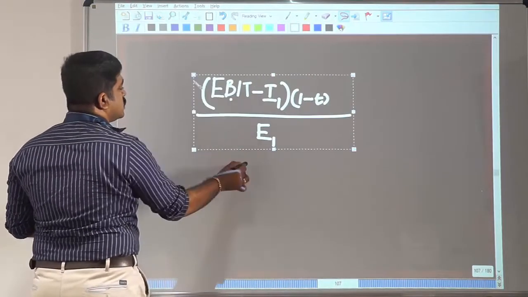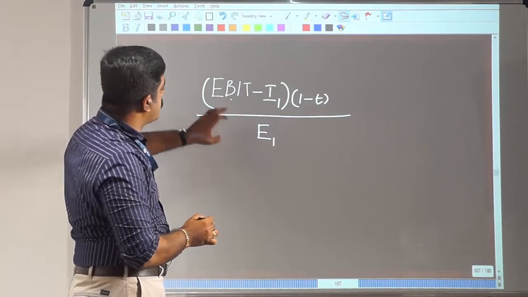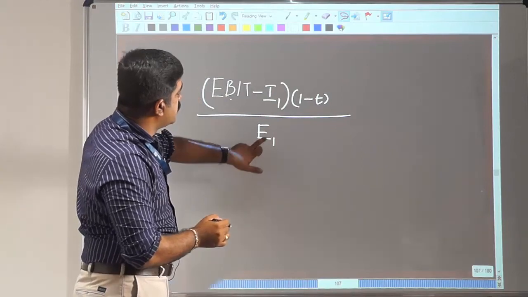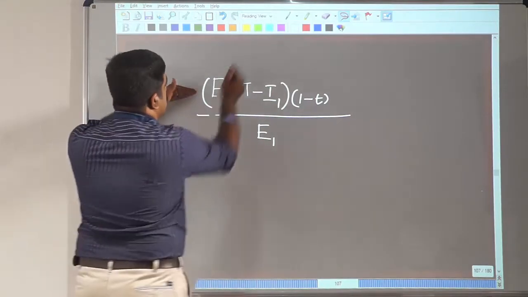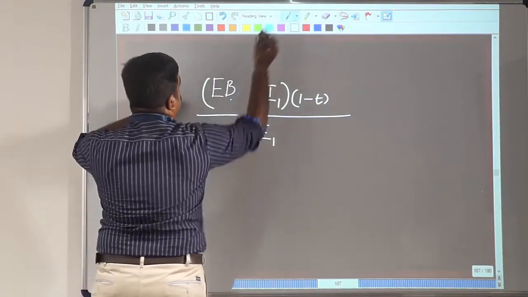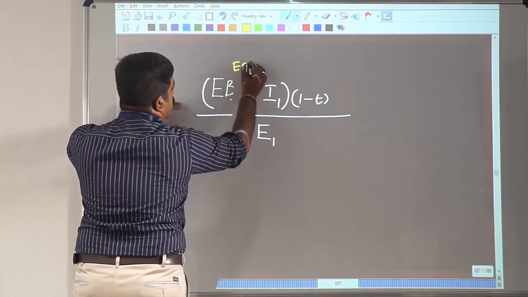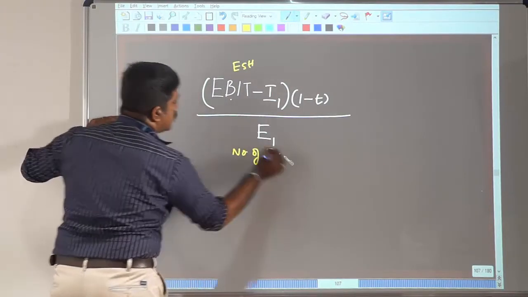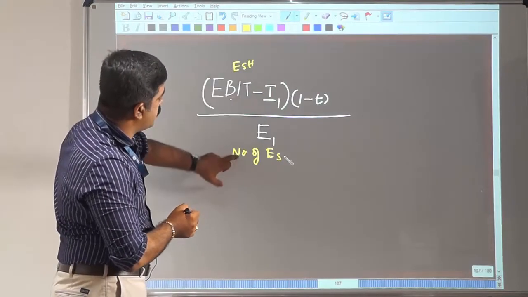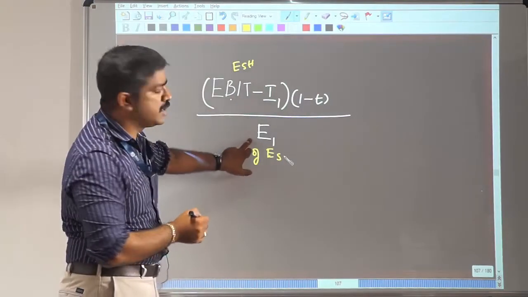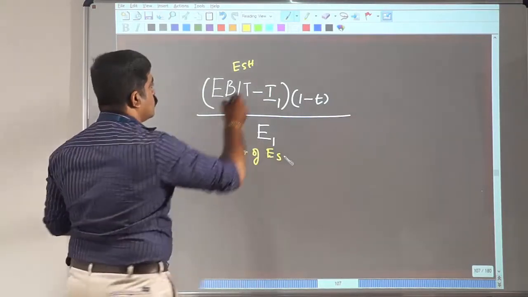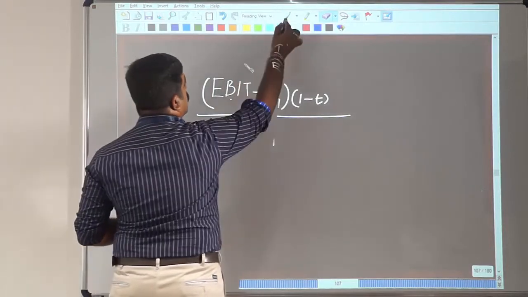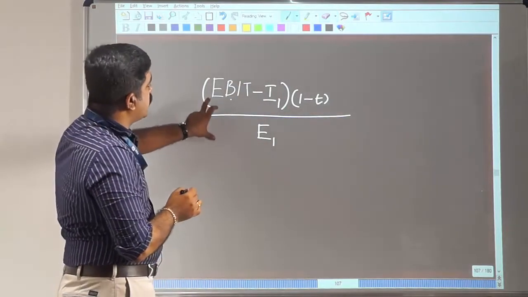So this is my capital structure 1. In my capital structure 1, this is my profit after tax, and this is my number of equity shares. This is nothing but earnings available for equity shareholders, and this is nothing but the number of equity shares. Earnings available for equity shareholders divided by number of equity shares is nothing but earnings per share. So I'm going to find out the earnings per share in option 1. That is my funding option 1.